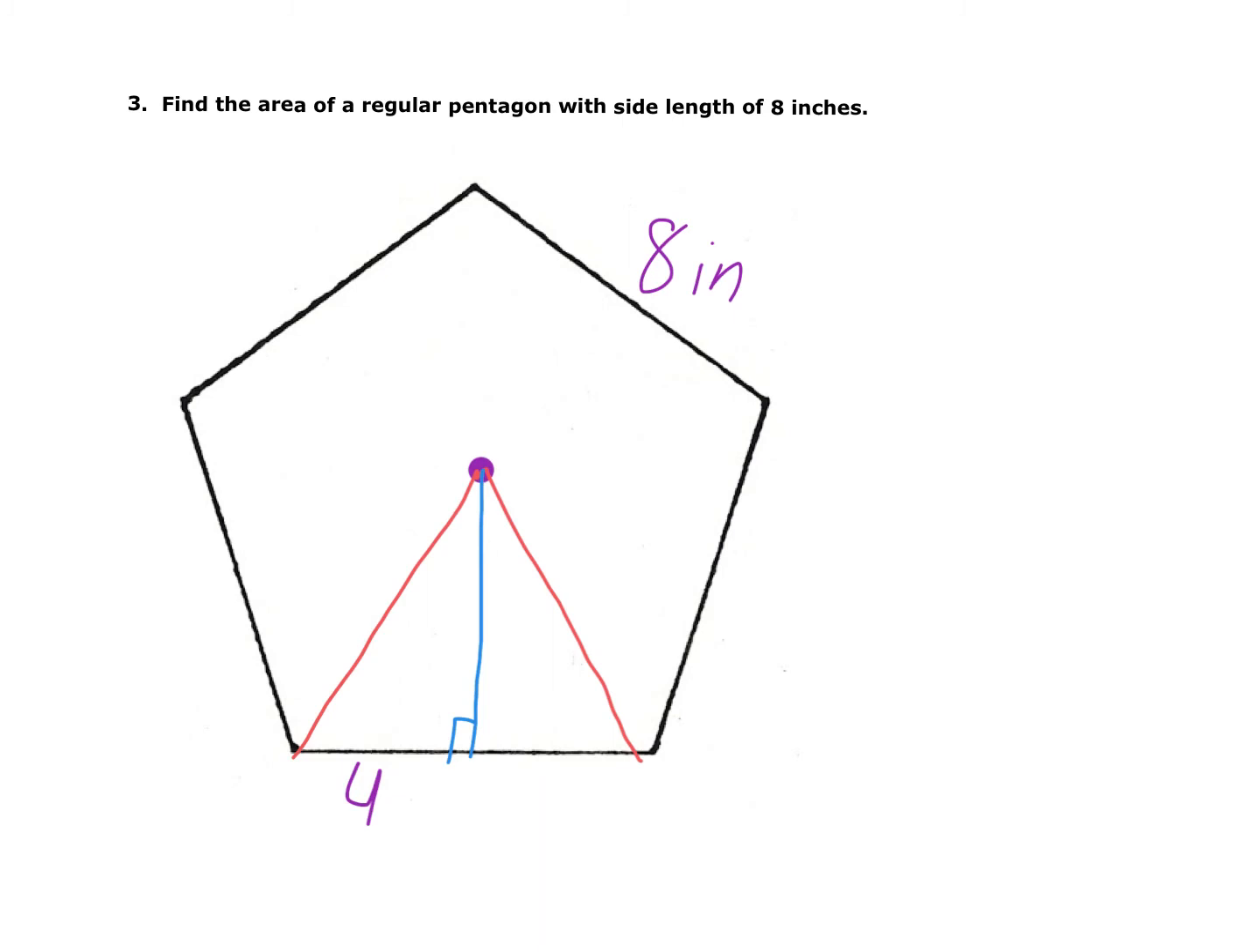I now need to find what this angle here is going to be. To find that, I need to figure out what my central angle is. And my central angle is going to be 360 divided by the number of sides I have. So 360 divided by 5, which gives me 72. Therefore, if the full angle here is 72, that means this angle here, half of that, is going to be 36 degrees.